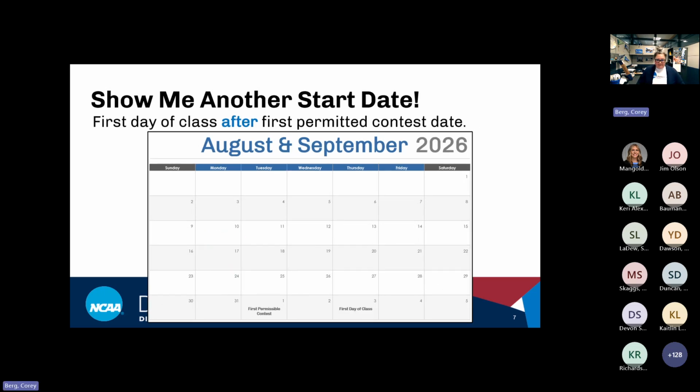The calendar looks really similar to the last one we just did, except the difference here is that this institution's first day of class is actually after the first permitted contest date for fall sports. So the first permitted contest date stays the same, September 1, here on the Tuesday, you see it. And then we're going to pretend that this institution's first class date is Thursday, September 3rd.